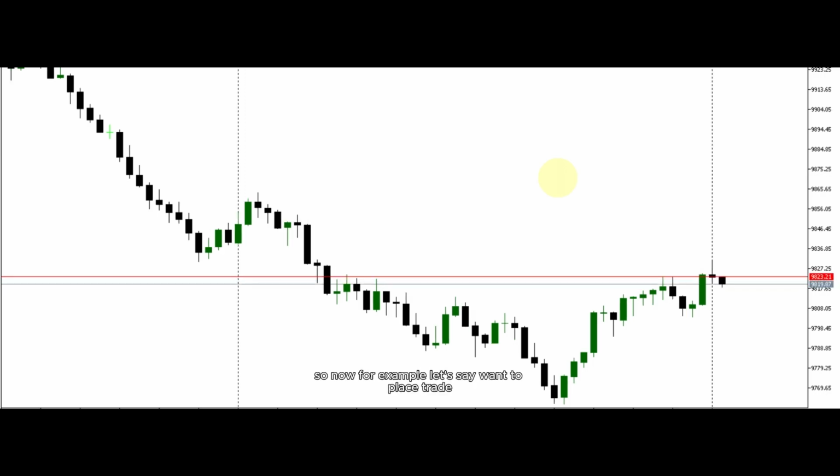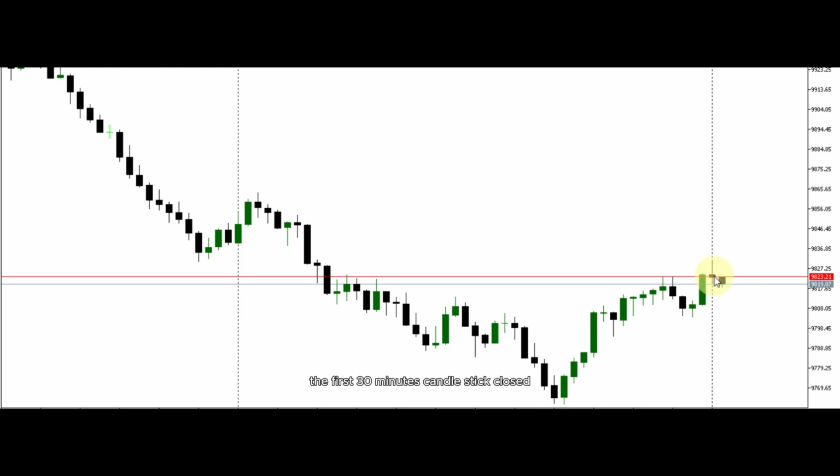So now, for example, let's say we want to place a trade. The first thing we need to do is look for the first 30-minute candle for the day, which is where you can see on this period separator. Then look at the previous day. You can see that for the previous day the market was in a downtrend, which means today, the current day, we will be placing a sell trade.